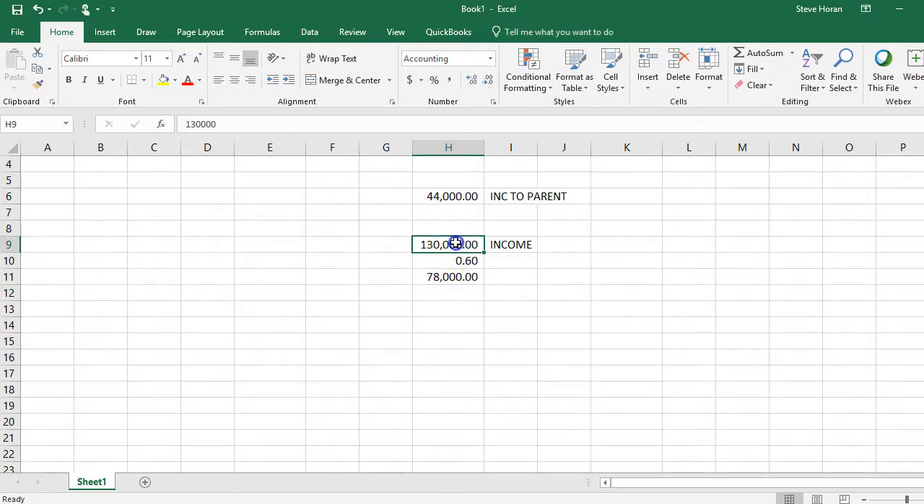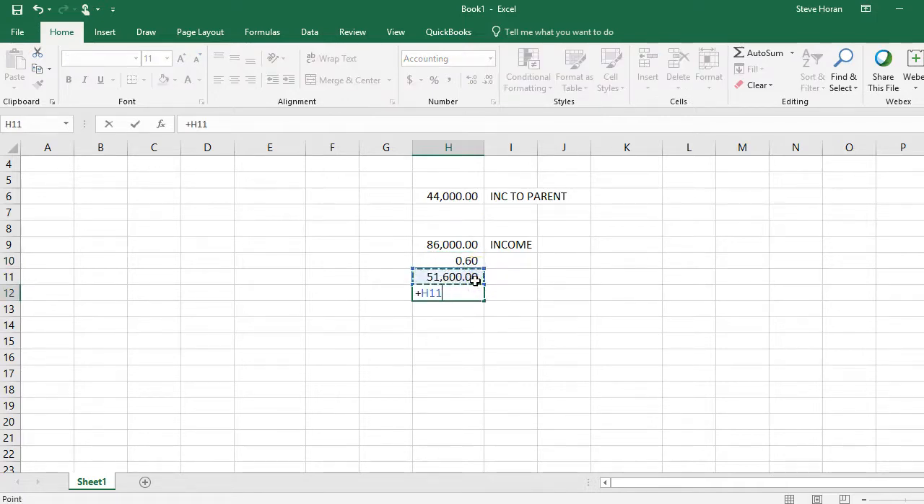And actually, I'm sorry, I have to take the 130 minus, my bad. Take the 130 income minus the 44. Okay, that's how we do it. So my bad, I forgot that part. So then 51.6 plus the 44 is income for the parent, 95.6.